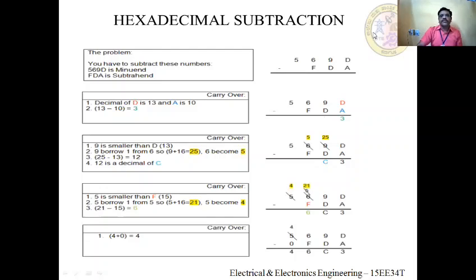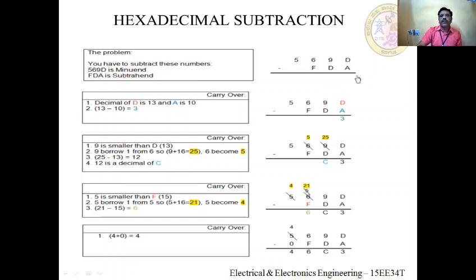So the second major topic of this session is hexadecimal subtraction. What is the problem given? 569D minus FDA. You have to subtract these numbers. 569D is the minuend. FDA is the subtrahend. The hexadecimal number which you want to subtract from the other number is called the subtrahend. So the question given is 569D minus FDA.